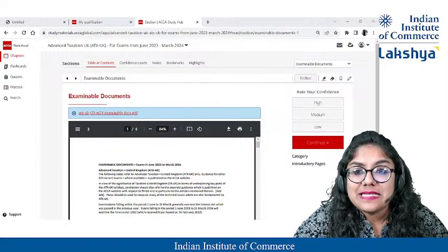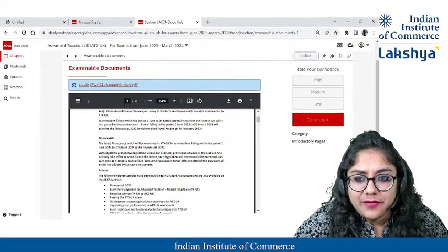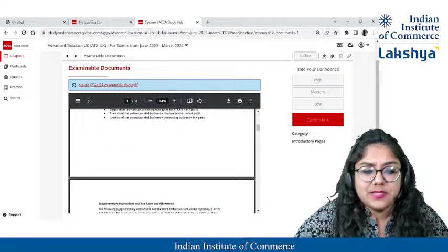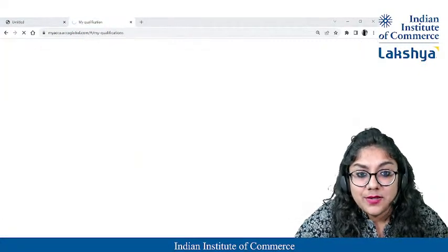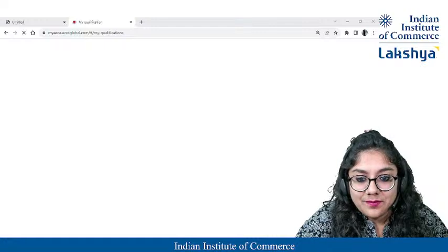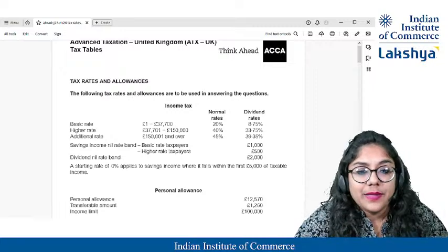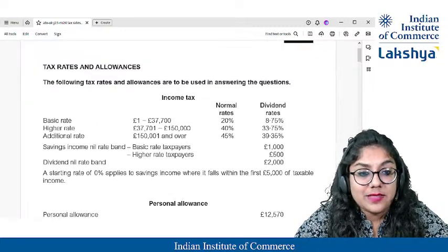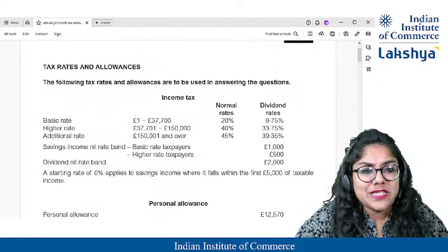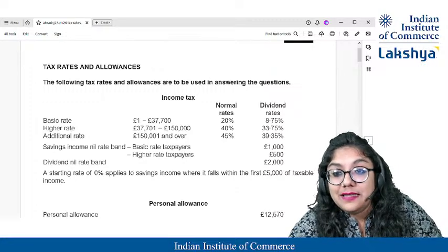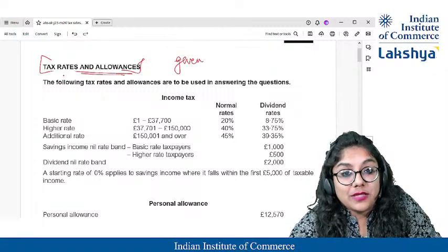Over here, wherever there is examinable documents, if you can see, I know it's very small, so maybe it will not fit. Here are the things we need to learn, in what parts and all. Then they'll be giving some tax rates, which I can show you here. I think it's clearly visible. Students, in the question, things will be given which we don't need to memorize. These are the tax rates and allowances which will be given in your examination.